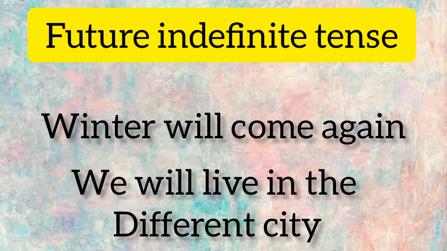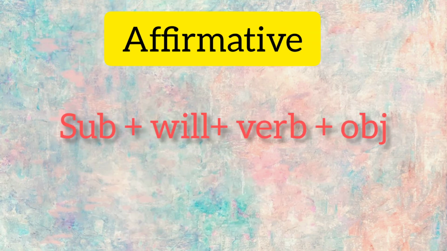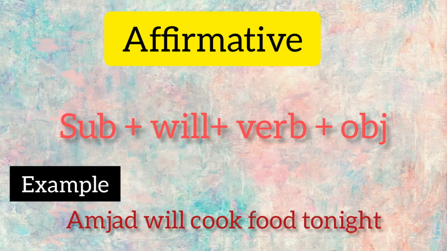Let's have a look at the affirmative structure. Subject plus will. Will is mandatory or compulsory for the future tenses, either they are indefinite or continuous, or either they belong to present perfect or perfect continuous. Will is mandatory for the future tenses. Subject plus will plus verb plus object. Amjad will cook food tonight. So this is a prediction and we use will for the future tense.